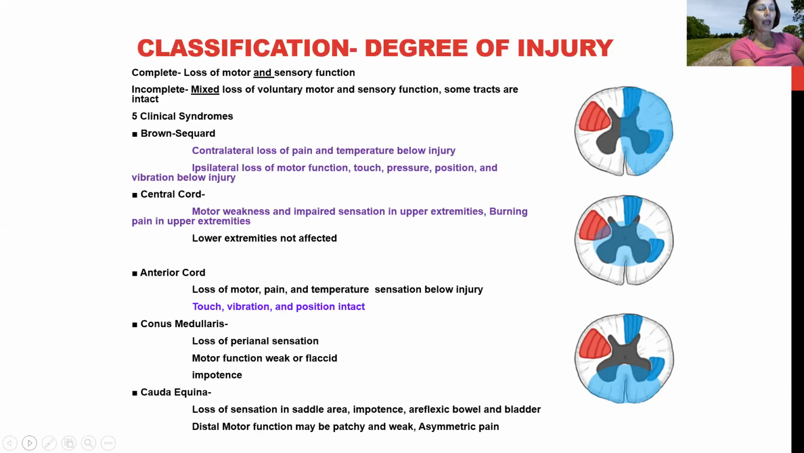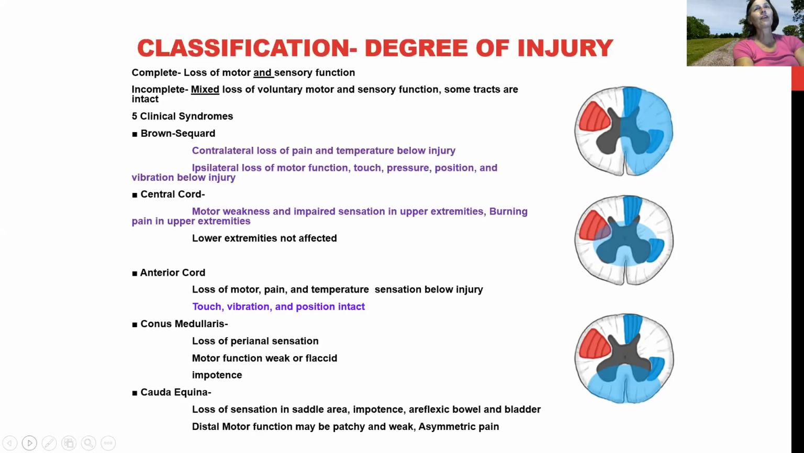Now remember, motor and sensory neurons come in through different pathways. So an anterior cord syndrome is going to give you a loss of motor, pain, temperature, and sensation below the injury, but they can feel touch, vibration, and a sense of position still. So if it's vibrating or somebody touches them, they're aware of it. So it's pretty fascinating depending on which neurons are affected.